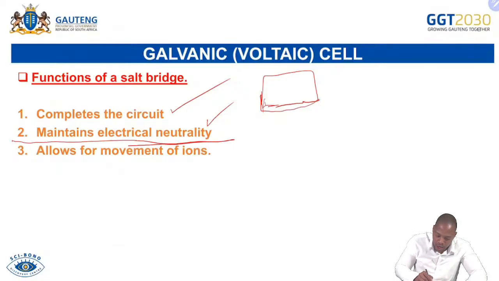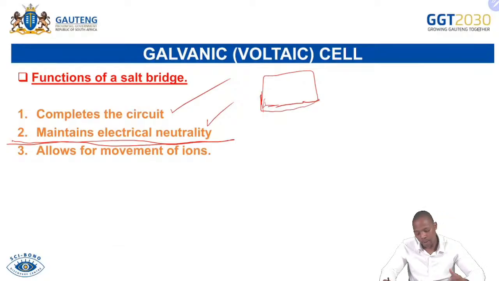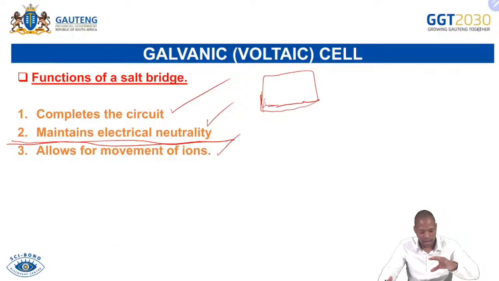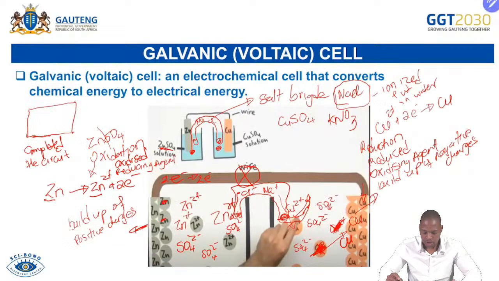Most of the time they will ask you for 2, grade 12. But if they do ask for 3, I feel like this one sort of says the same thing as the second one, but I'll put it anyway. Allows for movement of ions. Me personally, I think number 3 says the same thing as number 2, which is why I think the examiner usually asks for 2. Okay, let's go back a bit and then talk about observation.